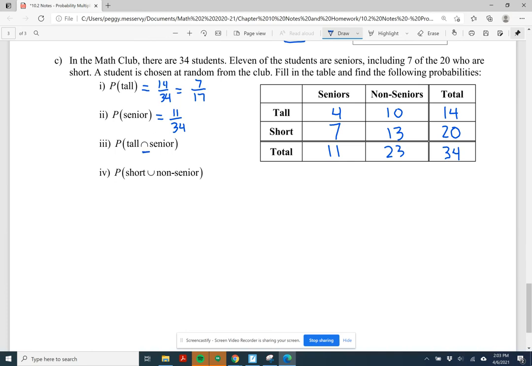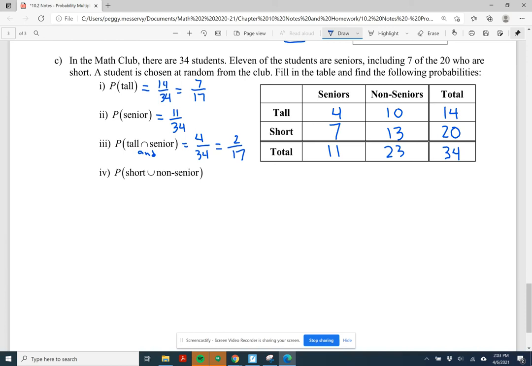Okay, next one. This is an and. The probability that the student chosen at random is tall and a senior. I'm going to do this without using the multiplication principle. I'm just going to use the numbers in the two-way table to save time here. So if the student is tall and a senior, that's 4. 4 favorable outcomes, right? They're tall and a senior. That's this number right here. Divided by the total number of students in my math club, that's 4 out of 34. We'll reduce that to 2 out of 17, and we are done.